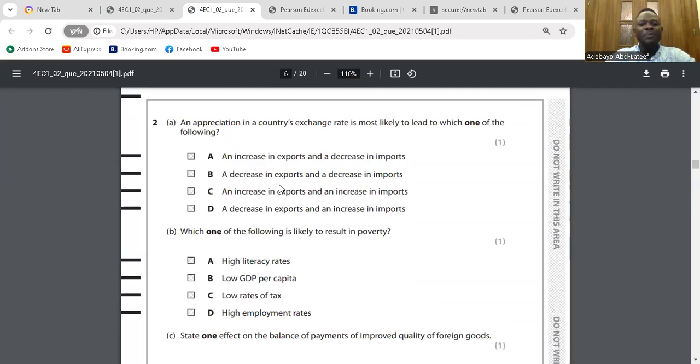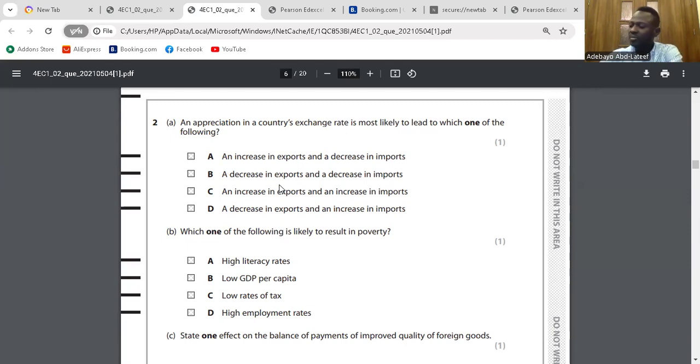Are you there? Yes. An appreciation in the country's exchange rate is most likely to lead to which one of the following? Forget about the options now. I'm talking about the consequence of what the statement is. The appreciation of the country's currency will make exports become expensive and imports become cheaper. So if export is expensive, it will decrease exports. If import becomes cheaper, it will increase imports. Is it clear now? So the answer is D.